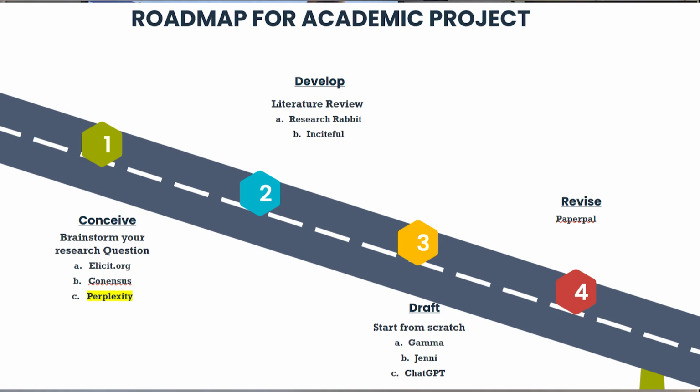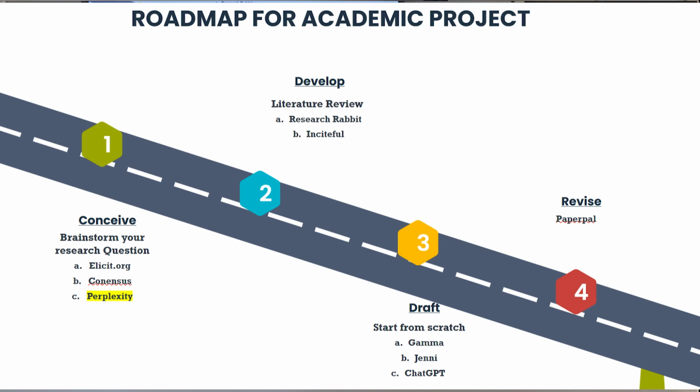Under each step, I'm explaining what kind of tools you could use in order to properly implement the process. I've also created a QR code for each tool so that you could use your mobile phone and direct yourself into this tool and see how you could use it. When it comes to the development, we're talking mainly about the literature review, and there are 2 other tools. When it comes to the conception, the 3 tools that I'm strongly suggesting are Elicit, Consensus, and Perplexity.